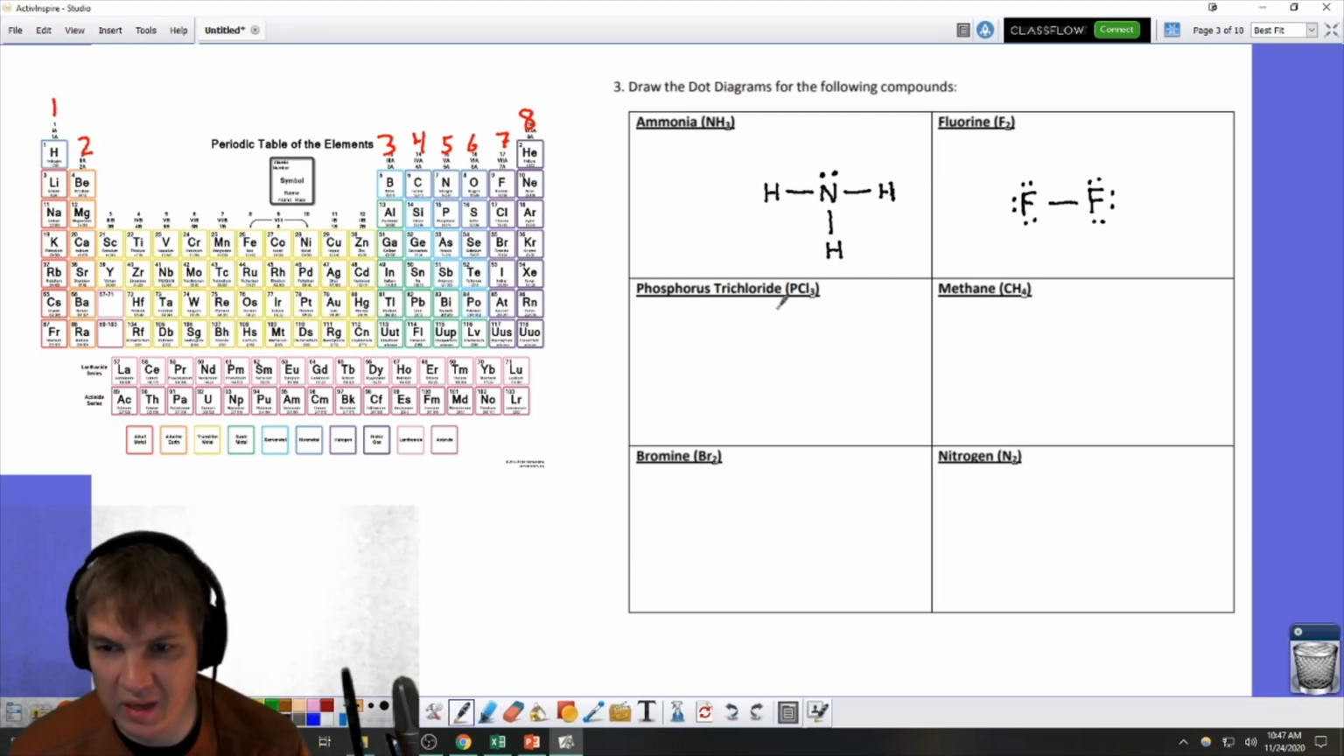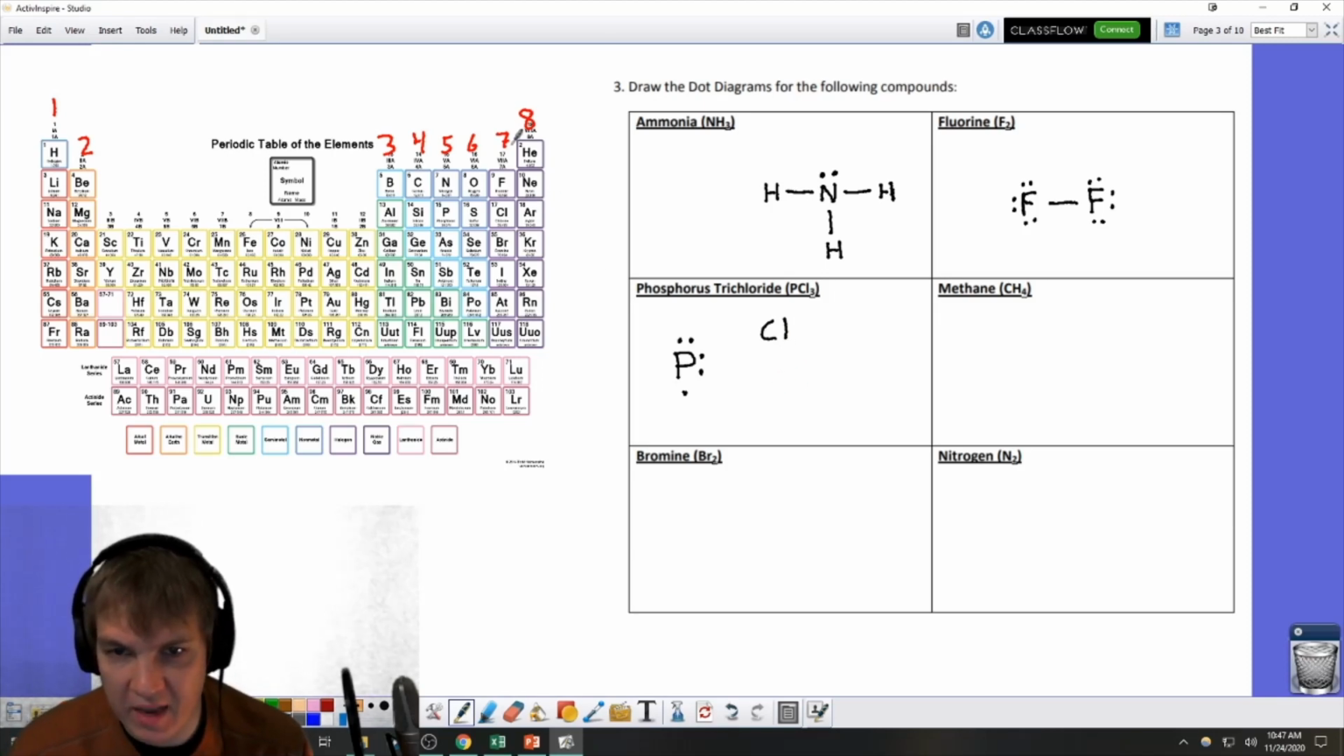All right, next up is phosphorus trichloride. So we have PCl3. So let's go ahead and draw out the phosphorus. It is in column number 5, so we want to identify the number of valence electrons, and it has 5 valence electrons. 1, 2, 3, 4, 5. Chlorine, Cl, has 7 valence electrons. So it's in column number 7. So we're going to draw out 7. 1, 2, 3, 4, 5, 6, 7.